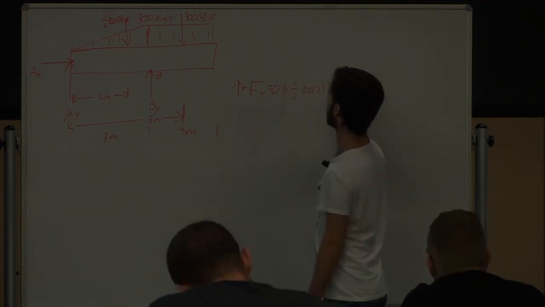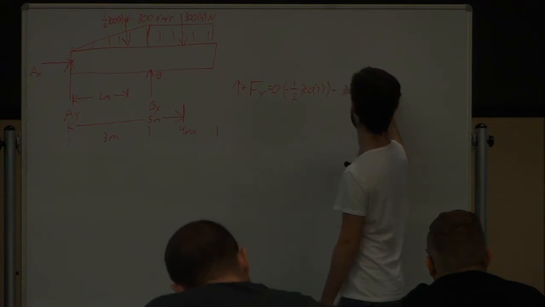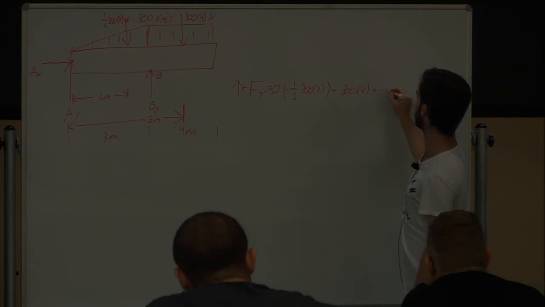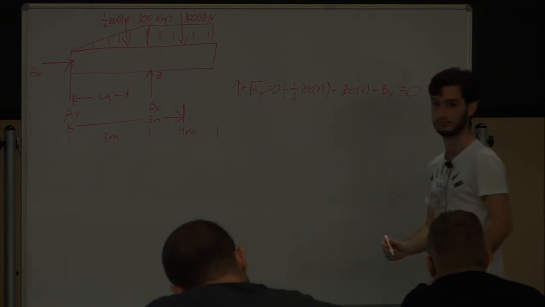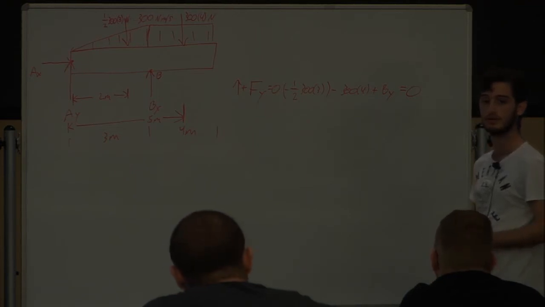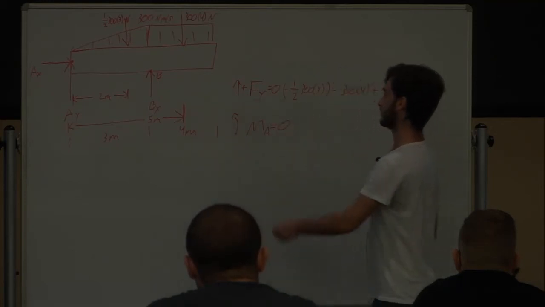Minus 300 times 4 plus By equals 0. You said sum of the moments, right? Right. I did forces. I was thinking. So we have By. Yeah, we have those forces.